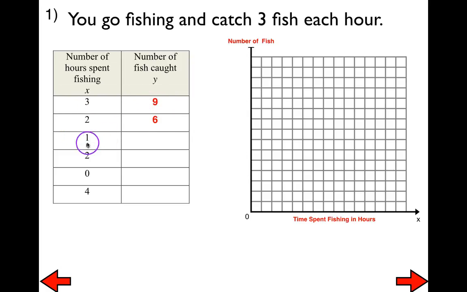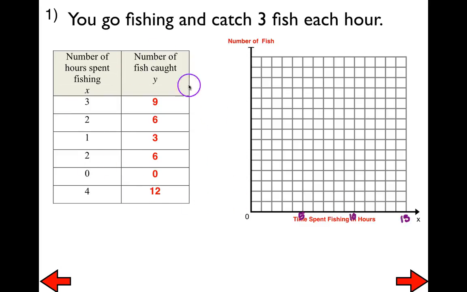So here, I'm going to go ahead and say that for 3 hours, you'll get 9 fish. For 2 hours, you'll get 6. For 1 hour, you'll get 3. For 2 hours, of course, we already said 6. It's going to be 6 again. For 0 hours, it's going to be 0 because no hours fishing gives you no fish. And for 4 hours, that's going to give you 12. So looking at my x's, it's ranging anywhere between 0 to 4. So here, I'm just going to go by 1. So 1, 2, 3, 4, 5, 6, 7, 8, 9, 10, 11, 12, 13, 14, 15.